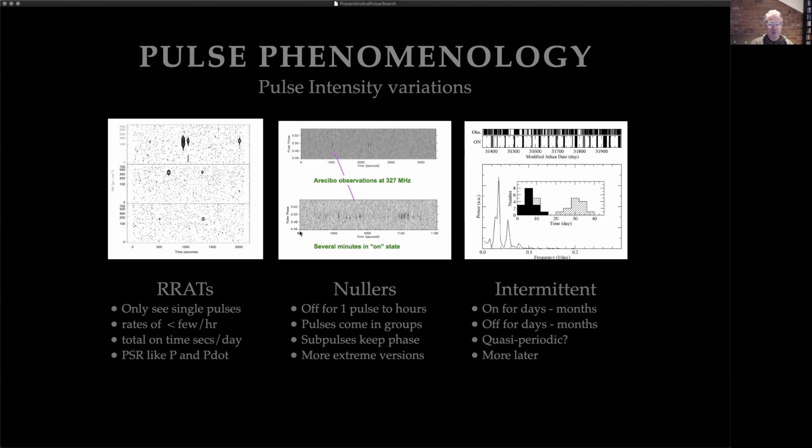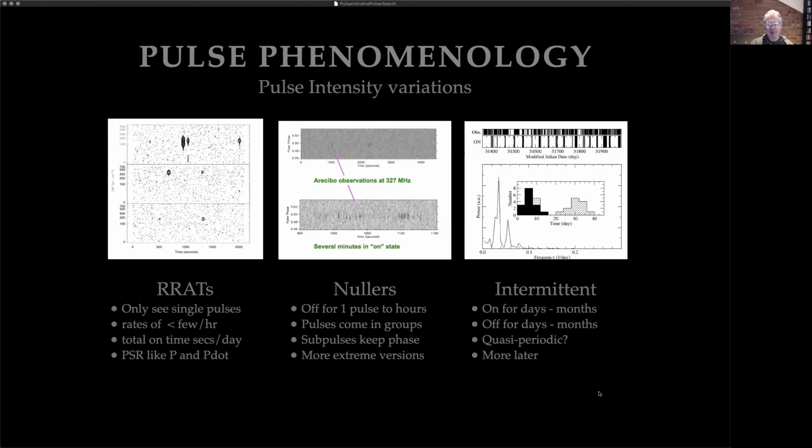So here we've turned the normal pulse stack that I showed you on the previous slide on its side. And so time is running in this direction, and this is the pulse window here. And you can see that there are groups of pulses here, but then in between those, there are so-called nulls. The distinction between RATs and nullers is subtle in some cases, because of course, a RAT, you could argue, is an extreme nuller.